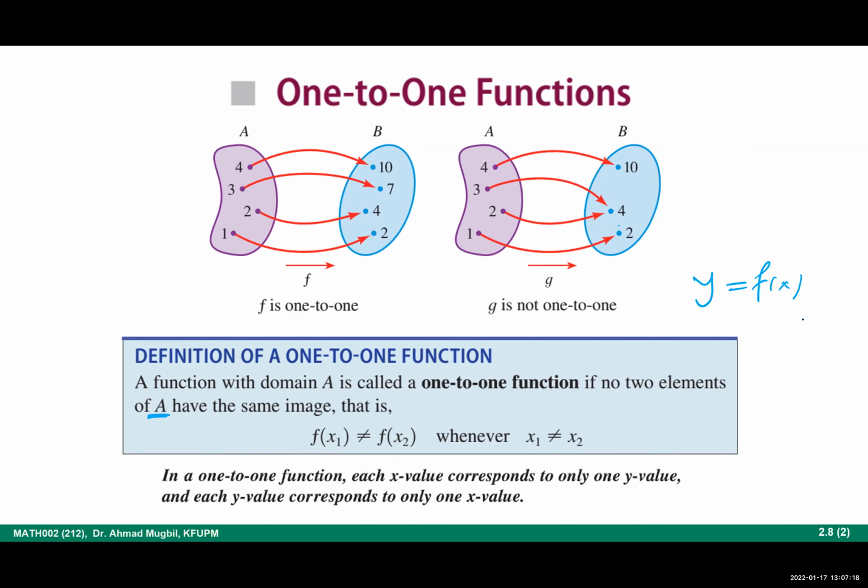Here we will do it from two directions. So a function is one-to-one if what? For each x value, there is a corresponding y value, and for each y value, there is an x value corresponding to it. For each x, there is only one y, and for each y, there is only one x. This is the one-to-one function.